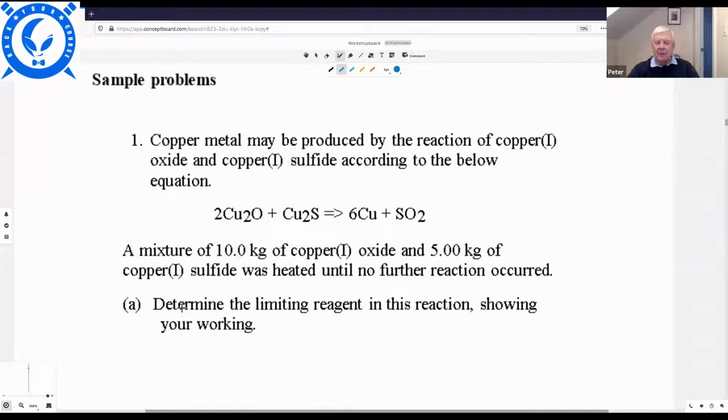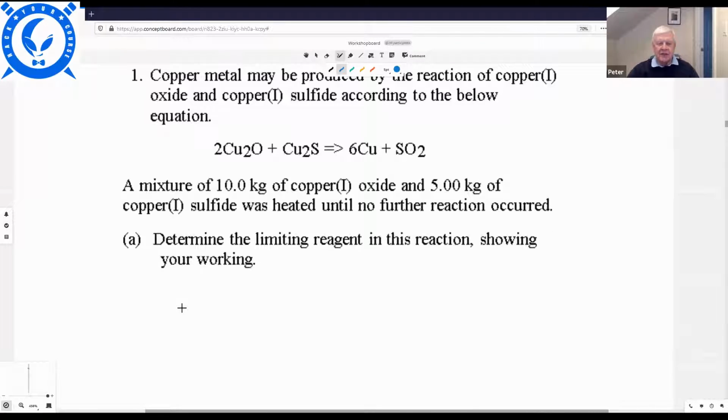So here's my first sample problem to illustrate these points that we've been talking about. The reaction involving copper oxide with copper sulfide to produce elemental copper and sulfur dioxide. So in this particular case, they tell you that you mix 10 kilograms of oxide with 5 kilograms of sulfide, and you heat it until no further reaction occurs. The first thing you have to check when you encounter one of these questions is, is one or the other a limiting reagent? You cannot assume that the amounts that they give you will be of the correct stoichiometry.